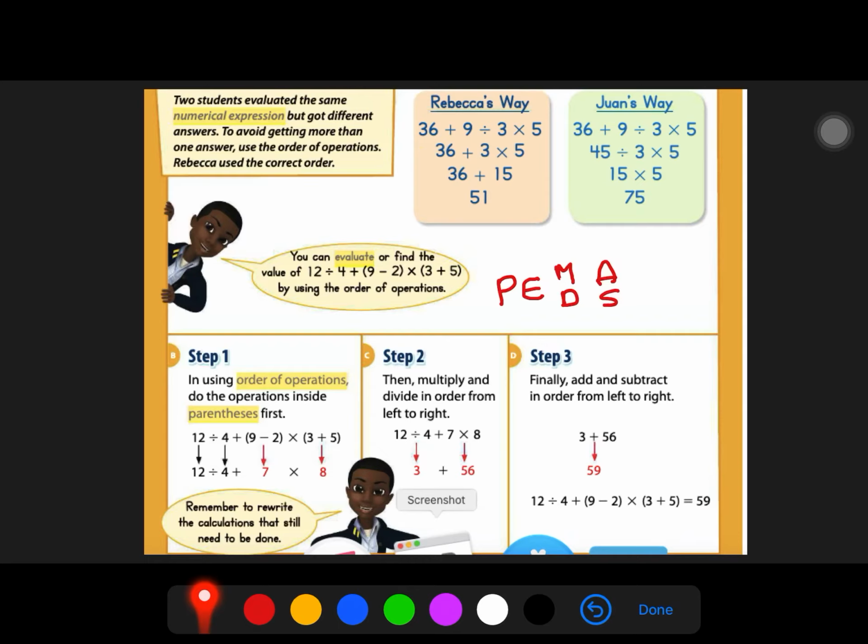Juan's way is one way to do it, but it is wrong. Get it? Juan's way, sorry. All right, so 36 plus 9 divided by 3 times 5. So he adds 36 plus 9, gets 45 right off the bat. Divides by 3, gets 15, and then multiplies by 5. No one should do it that way. Get it? Okay. So use the order of operations to solve it. Multiply and divide in order from left to right. And then finally subtract and get your final answer.